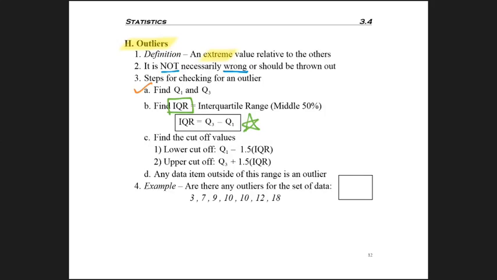So in terms of the lower cutoff, we take Q1 and we subtract 1.5 times the IQR. So that means we're multiplying 1.5 times the interquartile range. For the upper cutoff, this time we take Q3. A lot of people miss that, and we add.